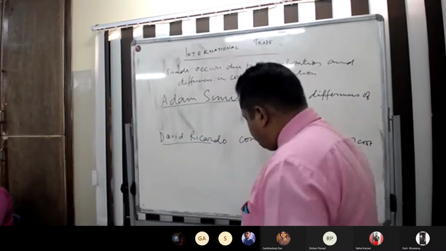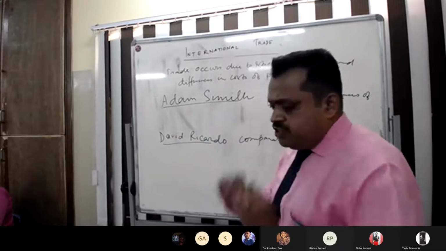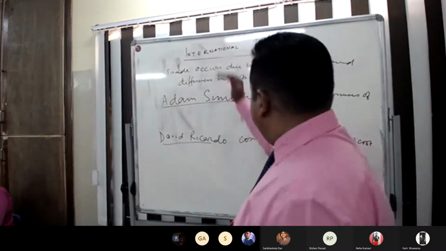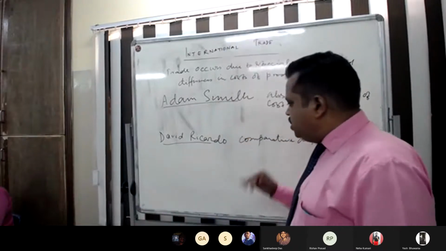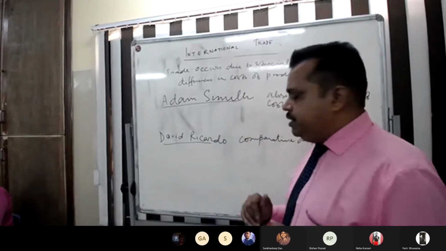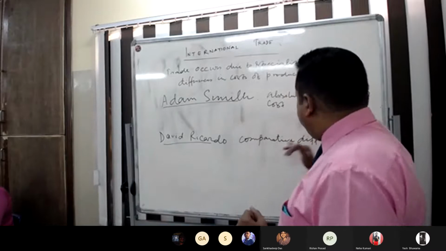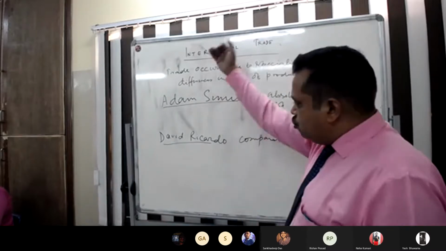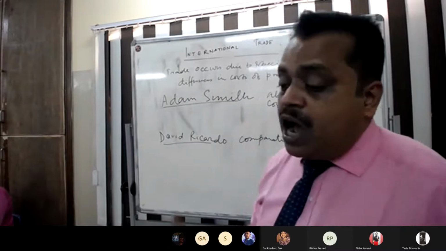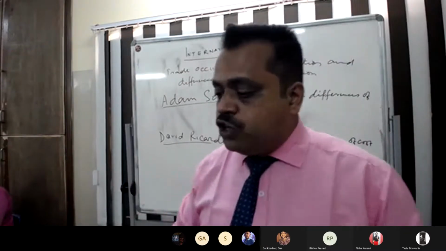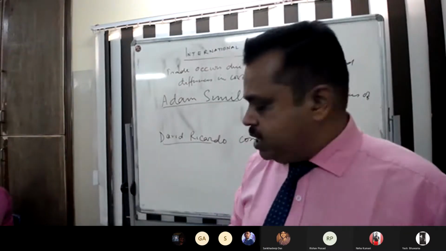So, Adam Smith established the model based upon the absolute differences of cost, whereas David Ricardo established the trade theory based upon the comparative differences of cost. So, absolute differences, comparative differences. How have the absolute differences been considered to establish the trade theory?